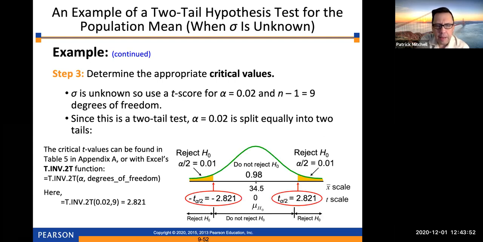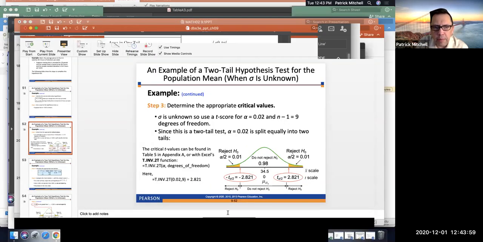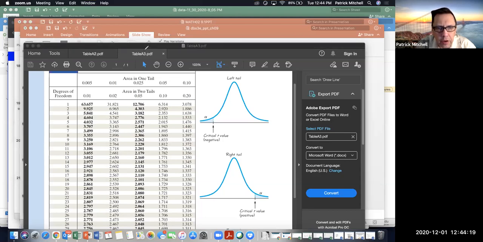Let's bring up the table real quick so we can make sure that we're able to find what we need from the table. Because again, I told you that I think the easiest way to get critical values is from the table. All right, so this is a two-tailed test with alpha equals 0.02. So we're going to use the second column. Going down to 9 degrees of freedom, I see a critical value of 2.821.